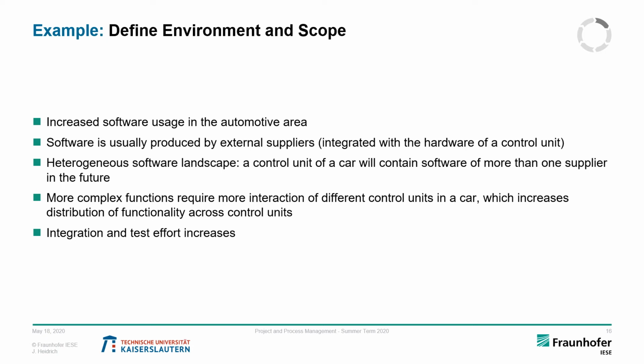And sometimes it may also be the case that a control unit of a car will contain software of more than one supplier, so that you have a kind of larger, more powerful hardware, and on top of that hardware we will have software running from multiple suppliers. And of course, more complex functions require more interaction of different control units in a car, which increases the distribution of functionality across the different control units.